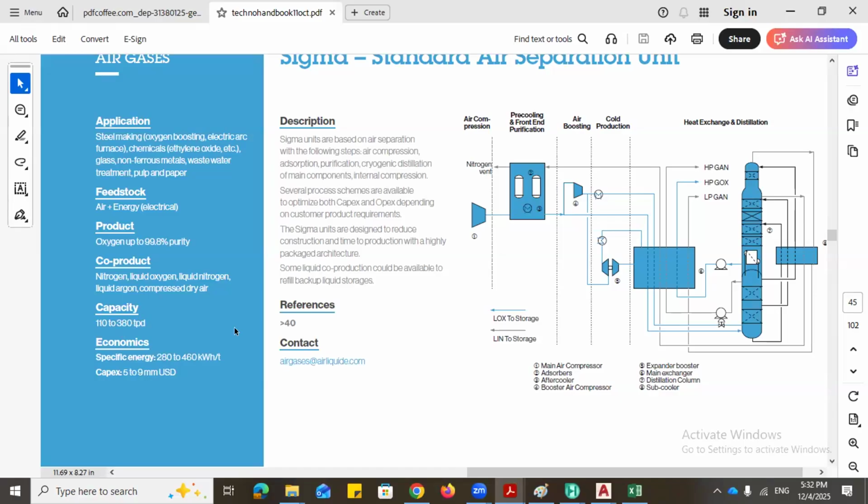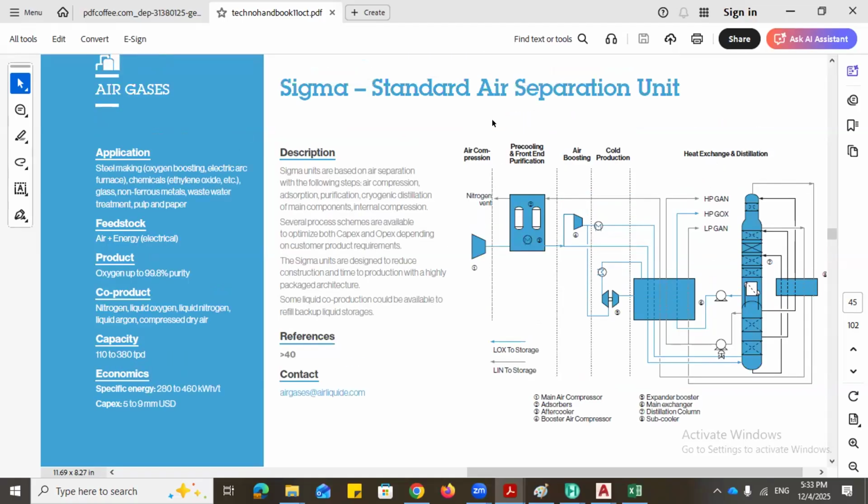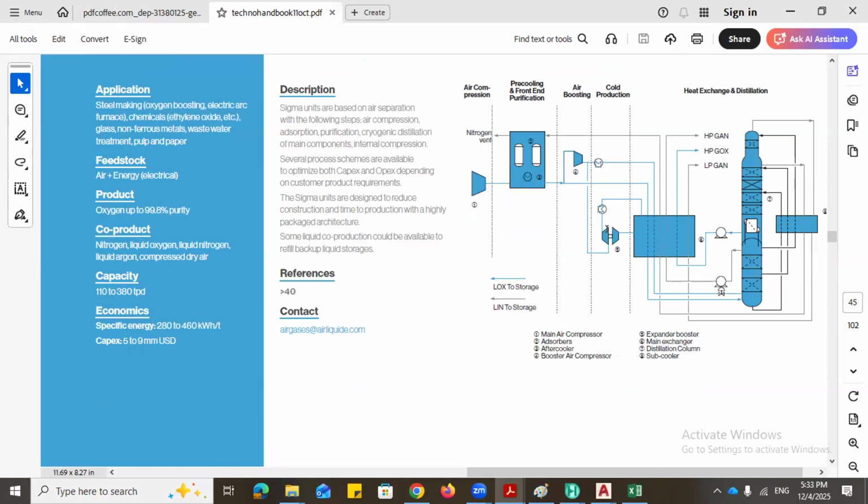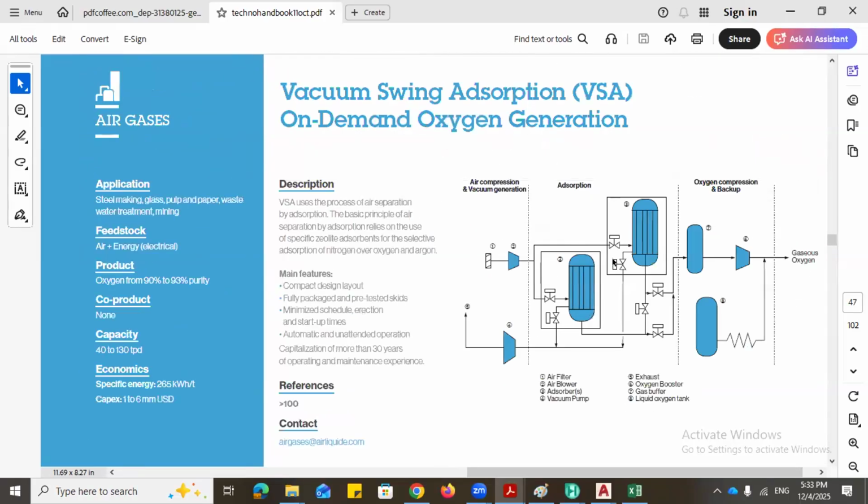If the nitrogen or the oxygen, see here, co-product. The main product for this is what? Oxygen. So this process flow diagram is basically for oxygen production. The co-products are nitrogen, liquid oxygen, liquid nitrogen, liquid argon, compressed dry air. The capacity is 110 to 380. Let me not go in depth explaining the process flow diagram. Let's go to another process flow diagram.